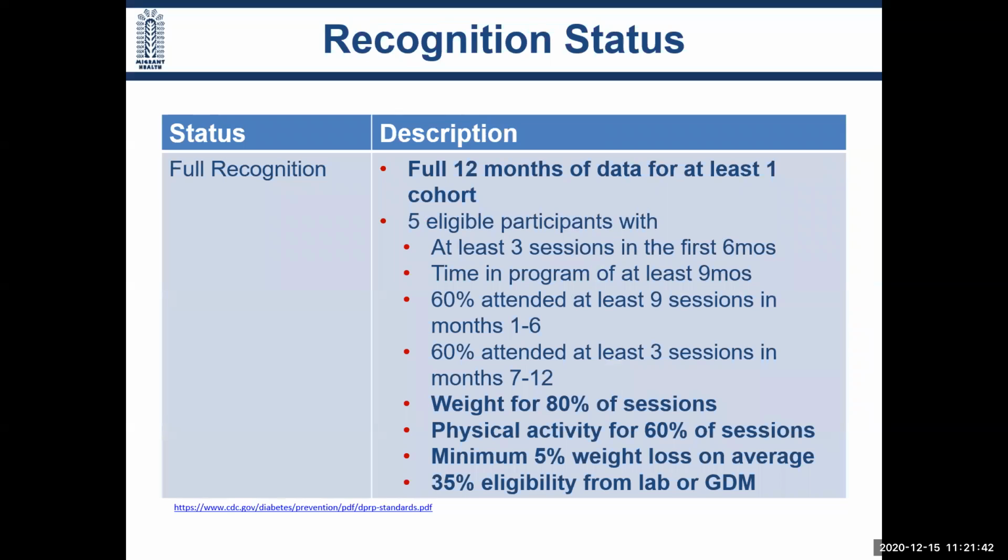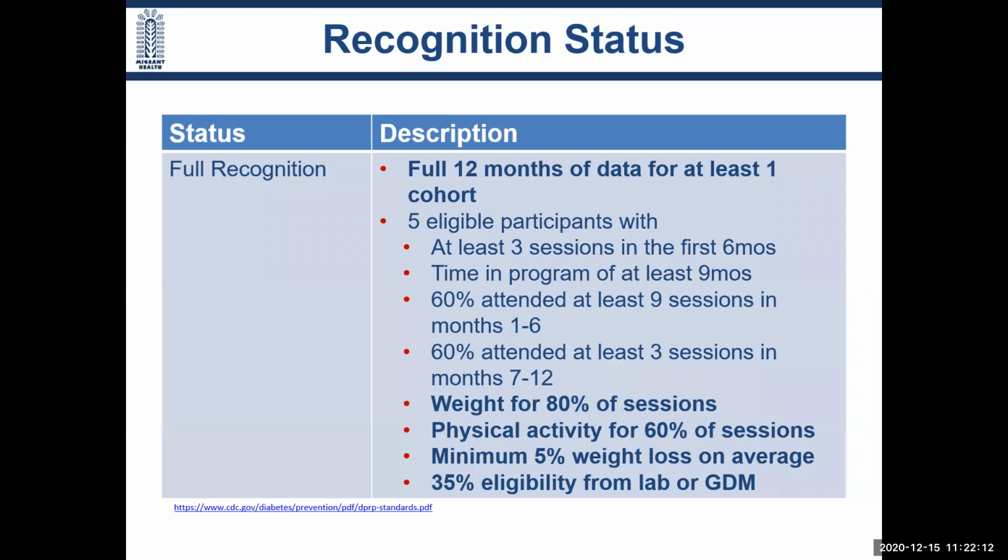The last recognition status is full recognition. Programs that are in full recognition have data for at least 12 months and at least 1 cohort. They have to meet the same requirements as for preliminary recognition with those 5 eligible participants, but in addition, they have to meet additional requirements for weight documentation. So they have to have documented weight for 80% of the sessions.